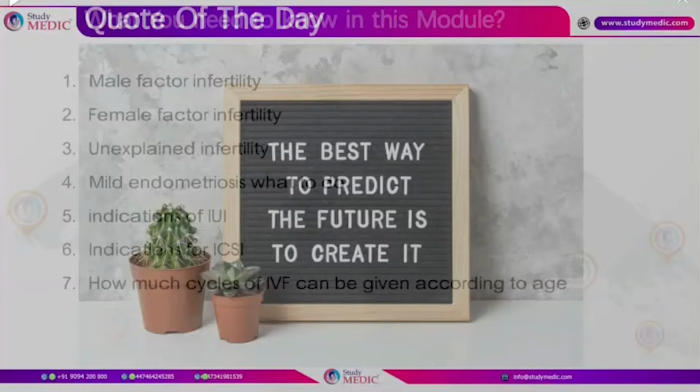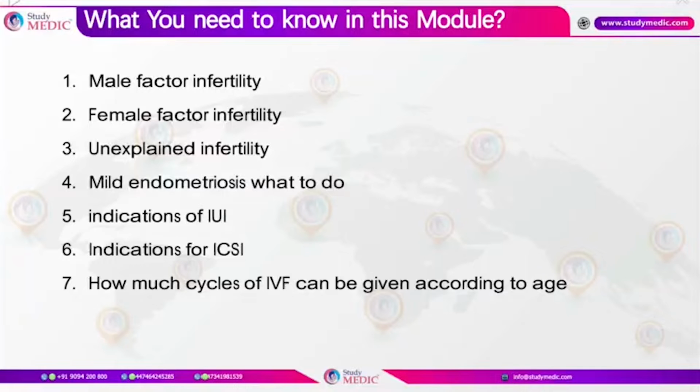journey. So talking about the SUBFERTILITY module, the very important things you should know about are male factor infertility, female factor, unexplained infertility, mild endometriosis, how to deal with these cases, the indications of IUI, the indications of ICSI, and how many cycles of IVF can be given according to age. So it is a part of clinical governance for the RCOG modules.